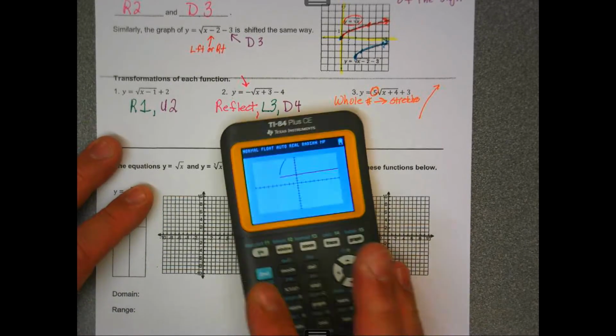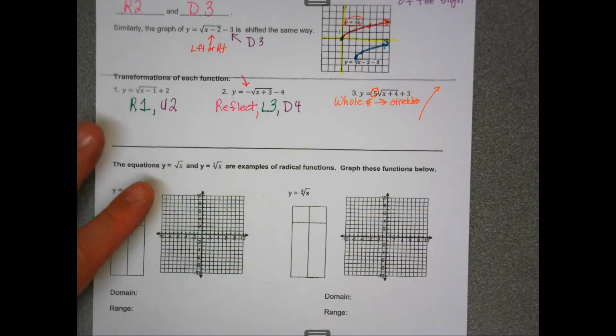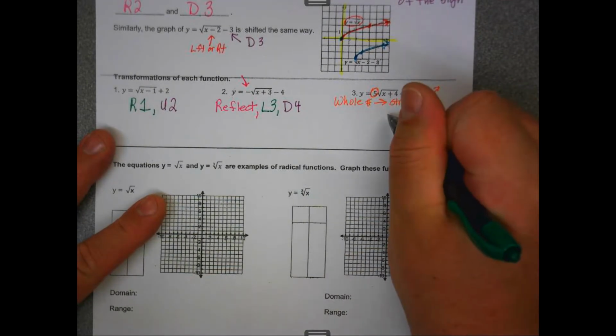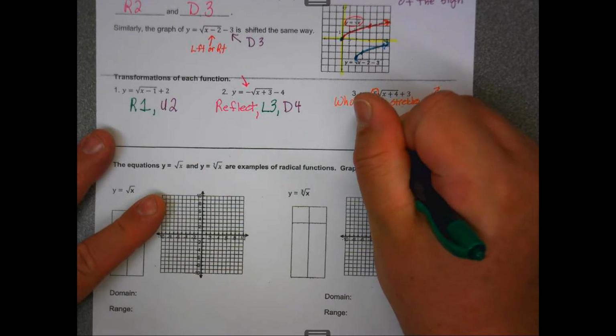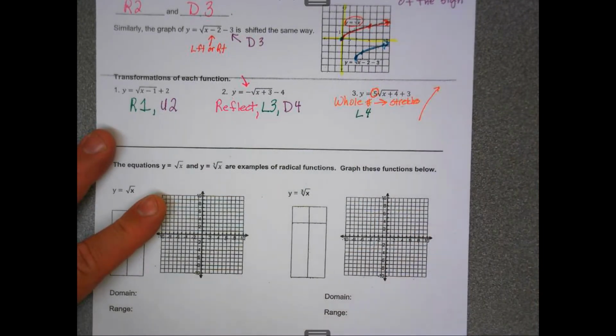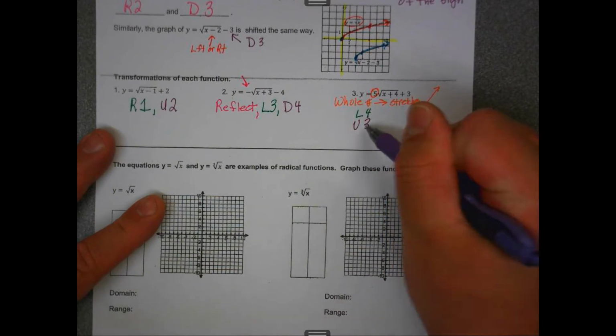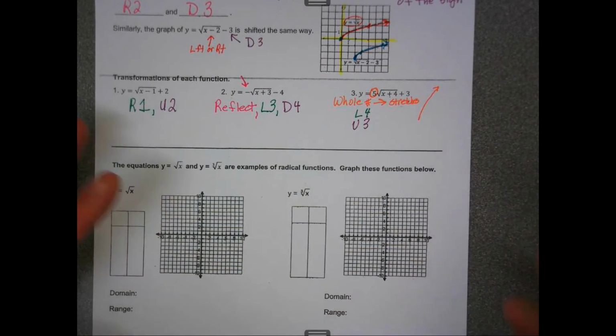Let's go on. Oh, we got to do the other transformation. So it's going to go opposite, so it stretches. Then it's going to go left 4, and then it's going to go up 3. So again, I've got 1, 2, 3 transformations.